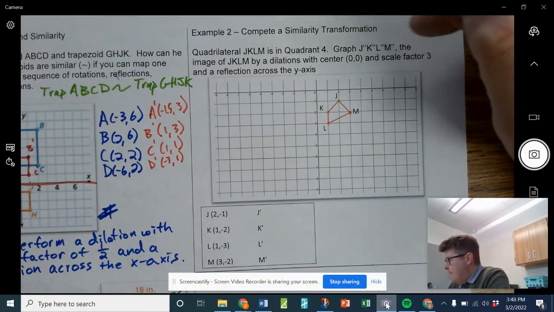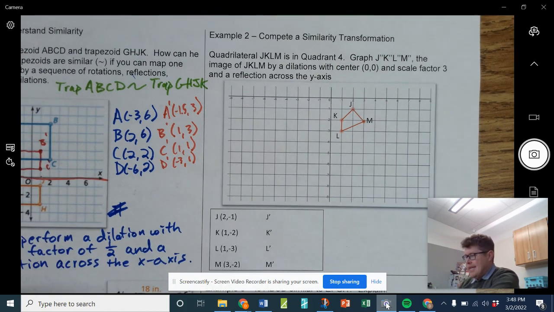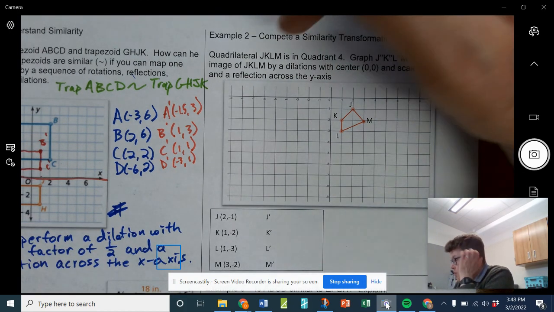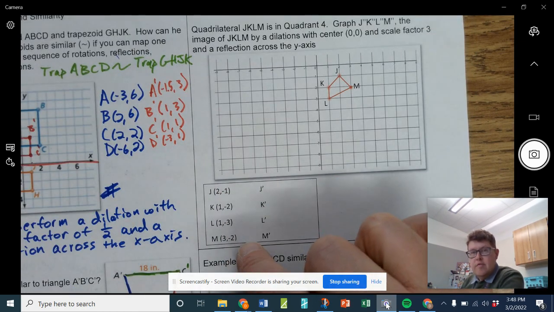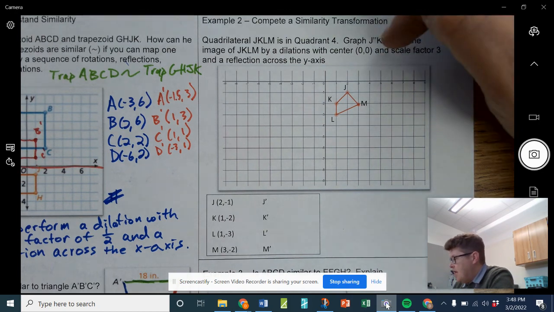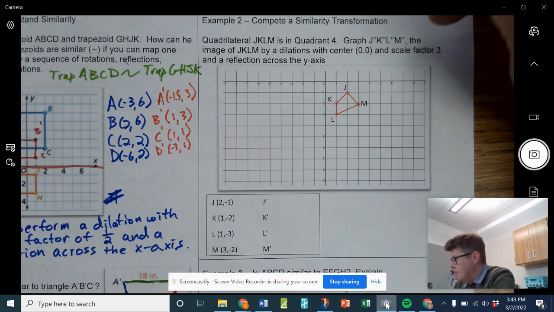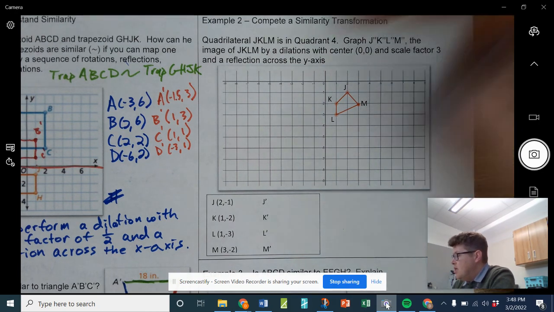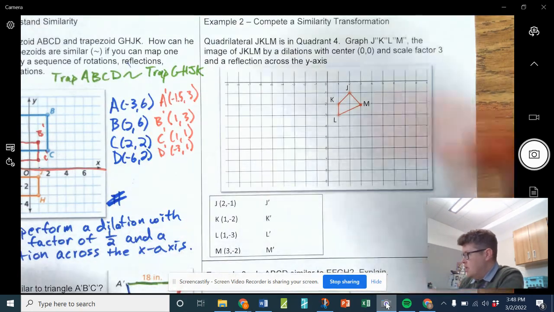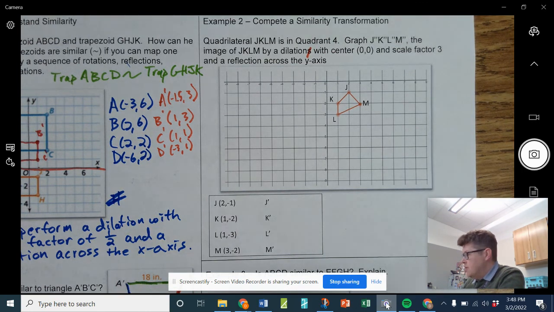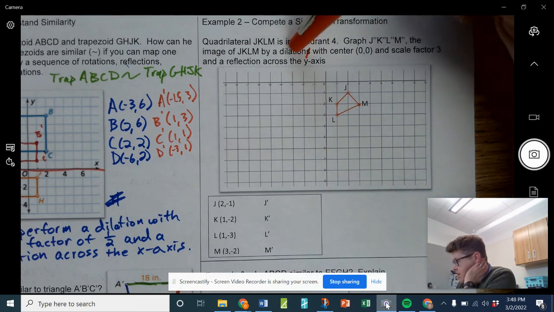All right. So we're going to complete a similarity transformation here. This is just a sequence of transformations, right? We have quadrilateral JKLM right here in quadrant 4. I've got the points right here for it already. We're going to graph J double prime, K double prime, L double prime, M double prime, the image of that original by a dilation. Man, there's a lot of typos in this here. Okay, with center 0, 0 and a scale factor 3 and a reflection across the y-axis. So we have a dilation here and we have a reflection.